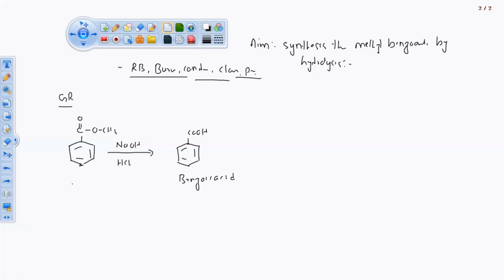These are the two: this one is the starting material what we have utilized, this one is the end product. ठीक है. Calculation के लिए हमको ये दो चीजें चाहिए.